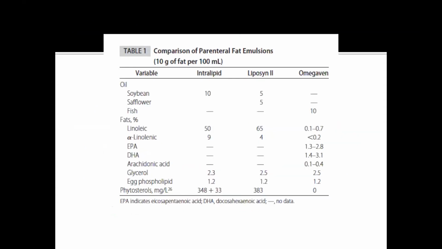They compared 3 types of lipid emulsion: Intralipid, Lipoplus, and Omegaven. So Omegaven is mainly fish oil, compared to Intralipid, which is mainly soybean, and Lipoplus, which is combined soybean and safflower. The amount of essential fatty acids is very much similar, except that linoleic acid is not available in Omegaven. So it's something you have to keep in mind.